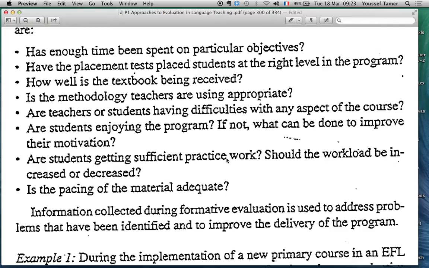They feel safer keeping the way they used to teach for a very long time. Public sector. Public sector, yeah. So that's another story. So is the methodology used by the teachers appropriate?